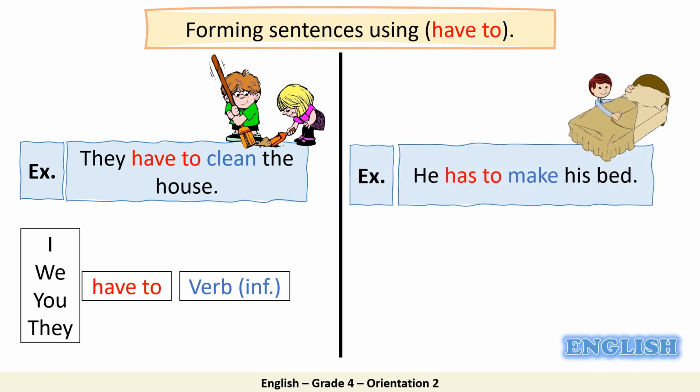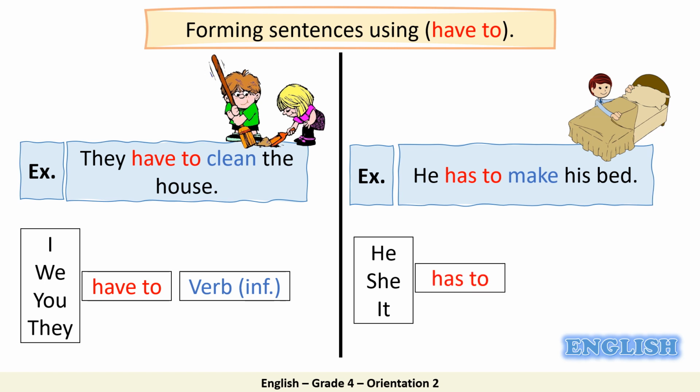Read the next example with me. He has to make his bed. How do we form this? We start with he, she, it, or a name of one person. Then we use has to, and then we use the verb in the infinitive form. And we use have to and has to to express obligation.